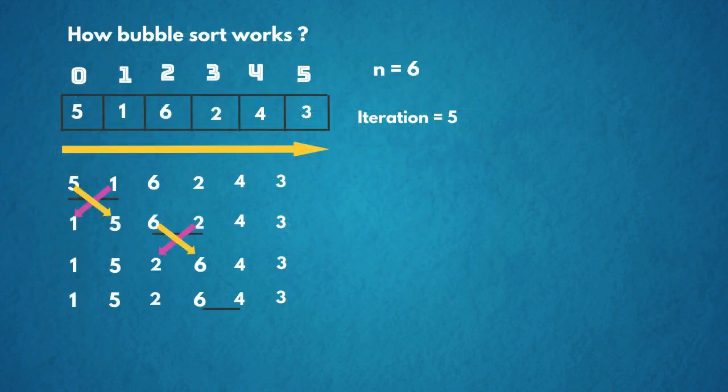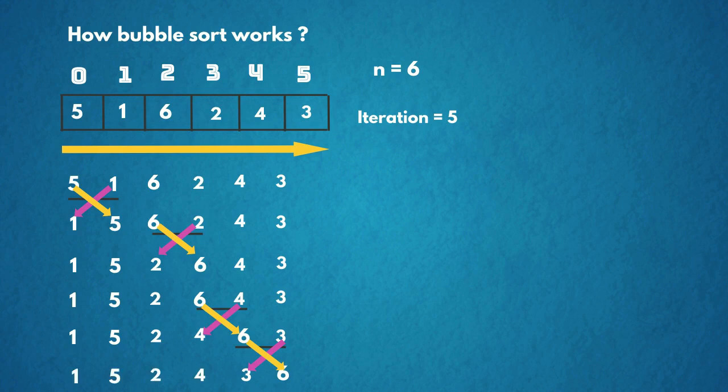Next, we will again check third position element and fourth position element. As 6 is greater than 4, we will swap both the elements. Then we have the array as 1, 5, 2, 4, 6, 3. Now we will compare the fourth position element and fifth position element. As 6 is greater than 3, we will swap. After the complete scan of all the elements in this array, we have the array as 1, 5, 2, 4, 3, 6.